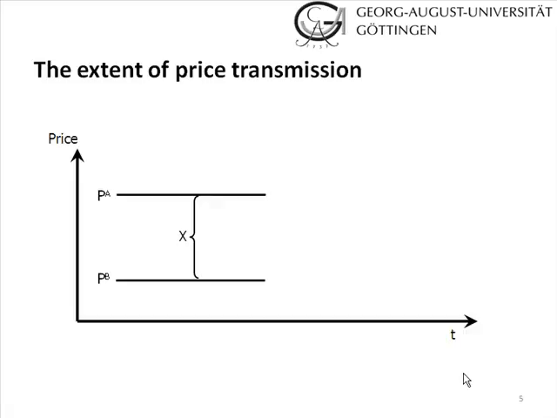So this would be the price of wheat, and this would be the price of flour, maybe, and this would be the price of processing the wheat, the cost of processing the wheat into flour. Well, if, for example, the price of the product in the one market increases, will the price on the other market increase by the same amount? Do we have full price transmission to restore the original margin?